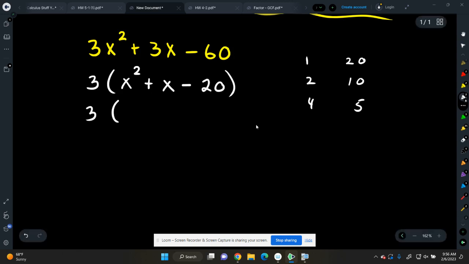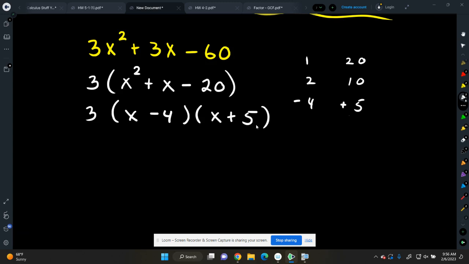Negative 4 and positive 5? Well, let's see. Negative 4 times positive 5 is negative 20. Negative 4 plus 5 is positive 1. So that works. So we've got the two parentheses: x minus 4 and x plus 5. It worked. So they definitely get harder when you've got negatives in there.